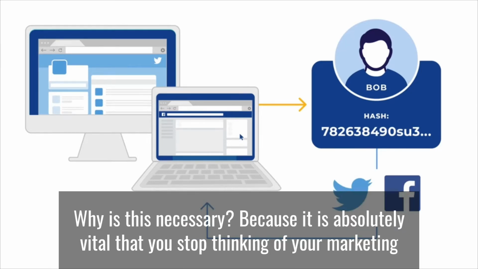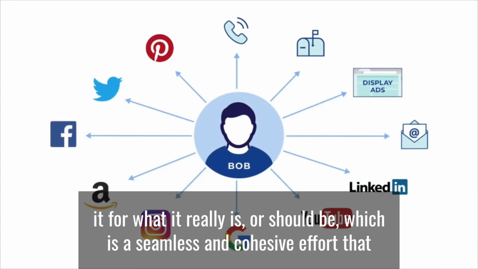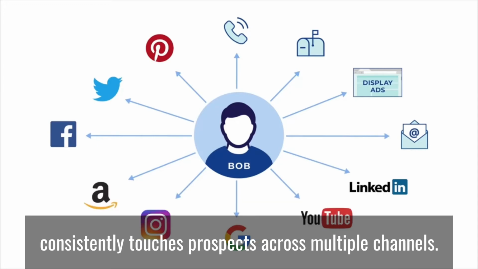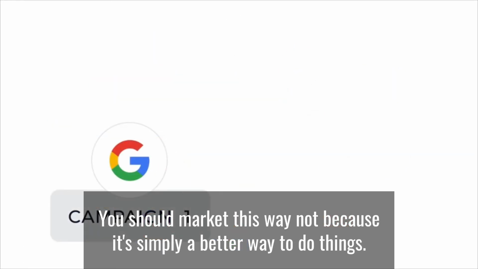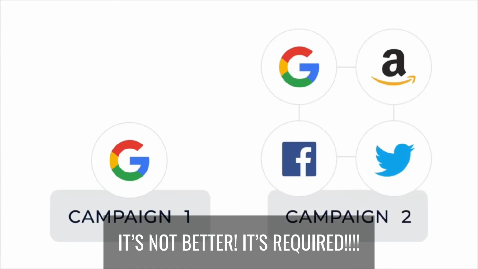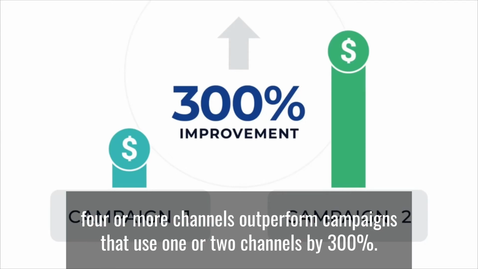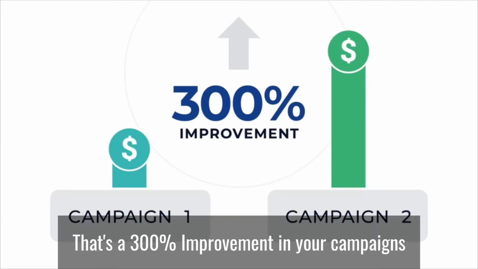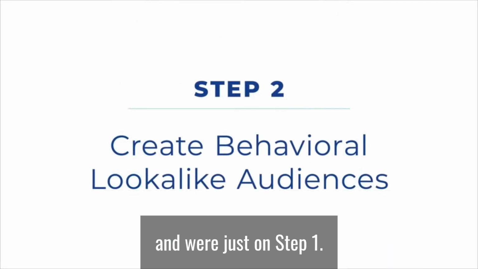Because it is absolutely vital that you stop thinking of your marketing as a siloed effort and start to see it for what it really is, or should be, which is a seamless and cohesive effort that consistently touches prospects across multiple channels. You should market this way not because it's simply a better way to do things. It's not better. It's required. According to Gartner research, marketing campaigns that integrate 4 or more channels outperform campaigns that use 1 or 2 channels by 300%. That's a 300% improvement in your campaigns, and we're just on step 1.